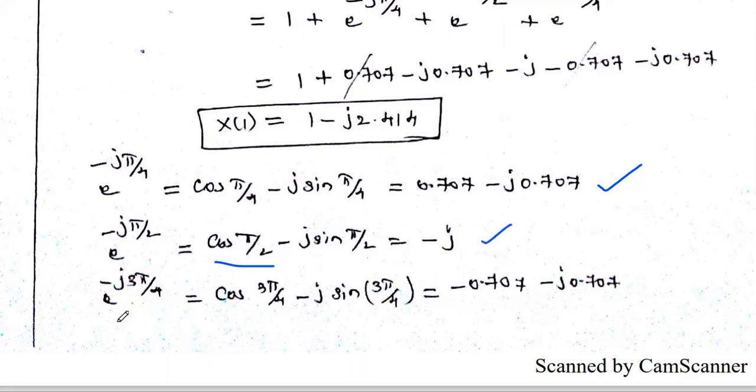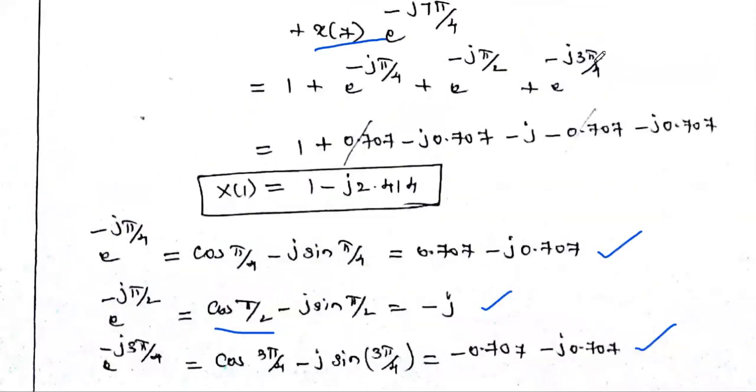Similarly, you may calculate e power minus j 3 pi by 4. So it is cos 3 pi by 4 minus j sin 3 pi by 4. If you calculate, we get minus 0.707 minus j 0.707. So this is the answer. Now you just substitute these e power values in the above equation.